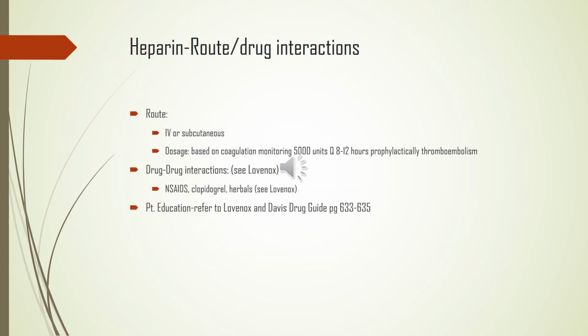Route of administration is IV, subcutaneous. If you have somebody that is having a heart attack or has a DVT or whatever, you're going to see IV, especially if it's an emergent one. Then they will maybe treat sub-Q after orthopedic surgery. Sometimes they need something a little bit stronger than Lovenox, so they will go ahead and do sub-Q heparin. Dosage is based on coagulation monitoring, 5,000 units every 8 to 12 hours prophylactically to prevent thromboembolism. That's the typical standard dosage.